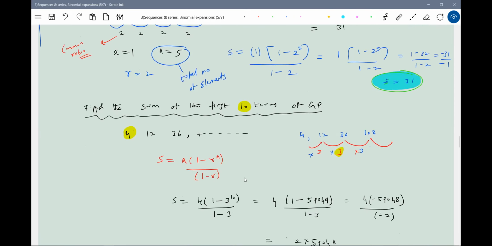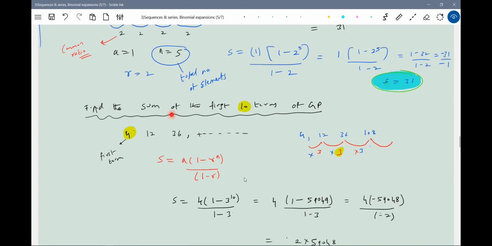Find the sum of first 10 terms of the geometric progression. Okay, I do have this much only. I don't have further elements of the pattern. What to do? Well, the first term is what I know. What is the common ratio? I think it will be 3. I'm showing it: 4 into 3, 12. 12 into 3, 36. 36 into 3, 108. So I know now this particular parameter.